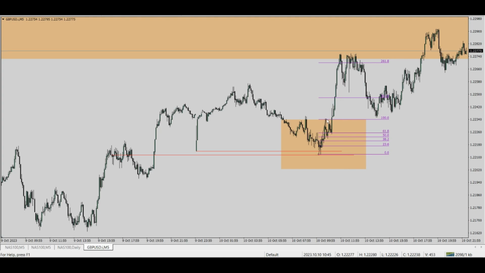So with that out of the way, we can see how just blending this whole concept was able to help us arrive at that, just using a draw on liquidity, time, displacement, and market structure shifts.